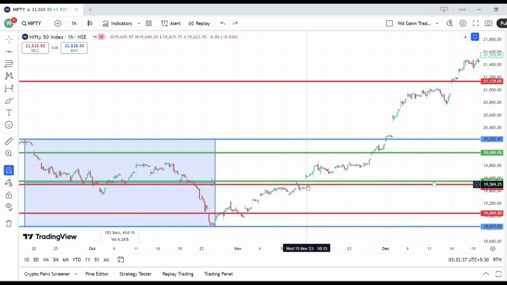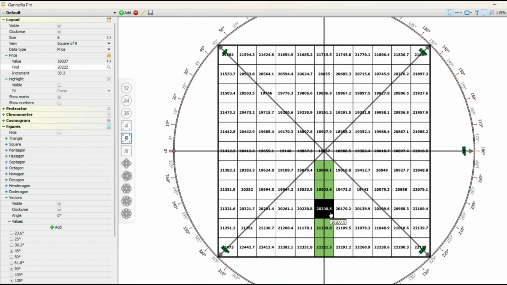We can also take the minor resistances and support levels. So again open the Gannzilla application. For the minor resistances and support levels, we are going to take the levels 90 degree away. Here you can see that this circle is of 360 degree. Now it is divided into 8 parts. Means each section is of 45 degree. The distance between each line is of 45 degree. This line is 45 degree away from this line.